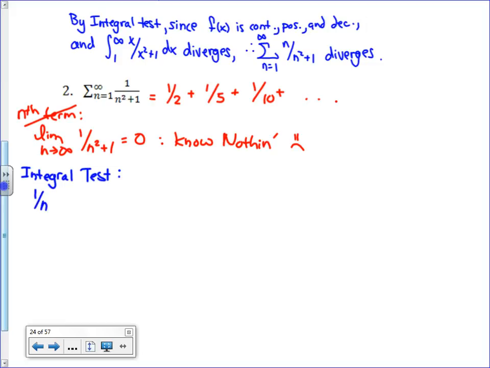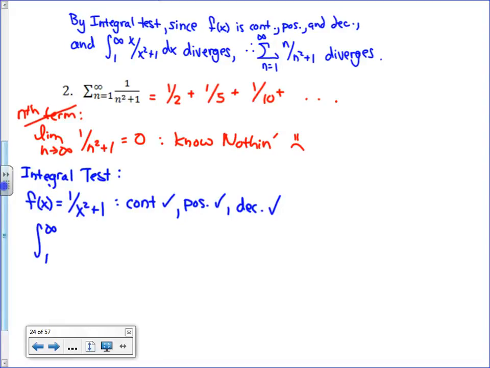One over n, well, I'm thinking of f of x as being 1 over x squared plus 1, right? That's what I'm considering. Continuous. X squared plus 1 equals 0? Impossible. Check. Positive. Check. Decreasing. Guys, can we look at it? Is it decreasing forever? Yes. Decreasing. Let's not take a derivative. Let's just say, okay. Can I use it? Yes. How? Integral. From 1 to infinity of 1 over x squared plus 1 dx.